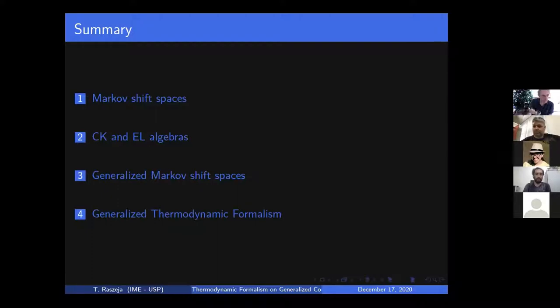This talk has four main parts. The first two are more introductory, about the main definitions and everything I've been using. And the main results are the third and fourth parts of this talk.